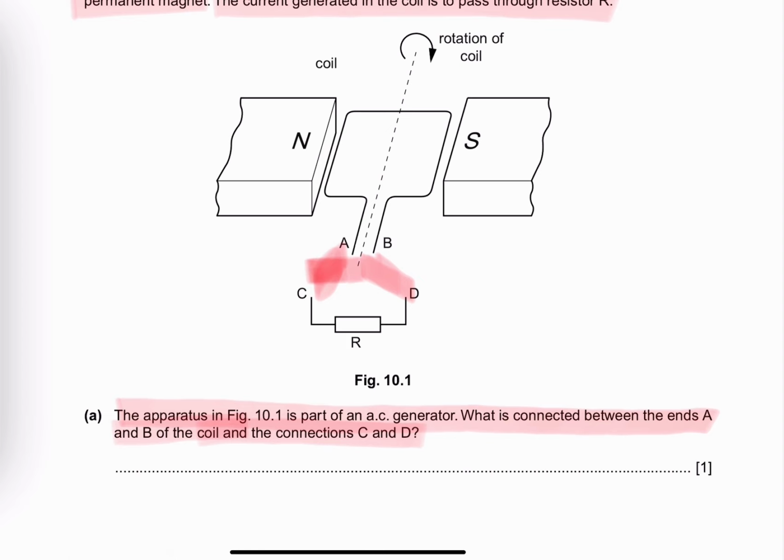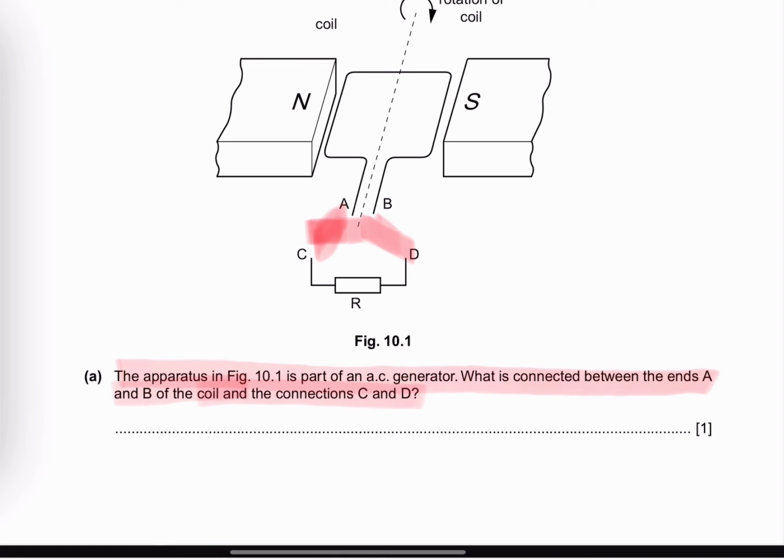Okay, so there is a slip ring, it's a slip ring for a generator.